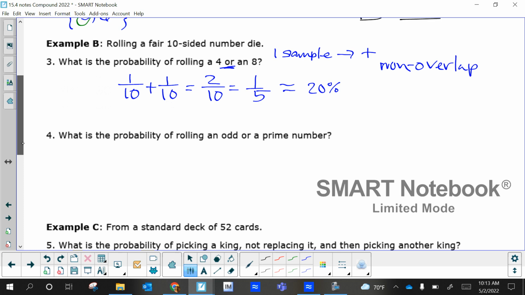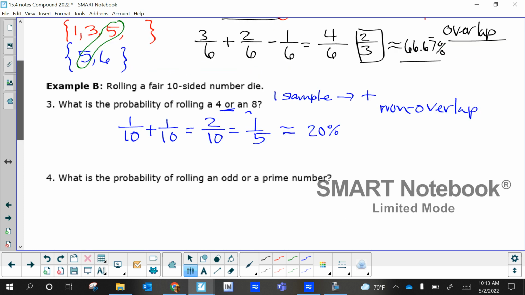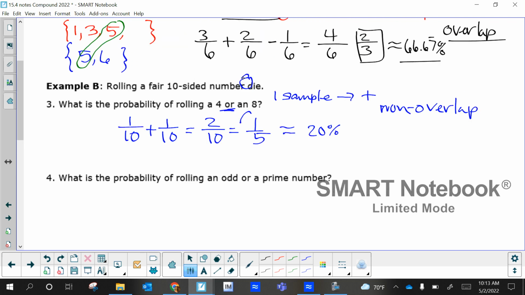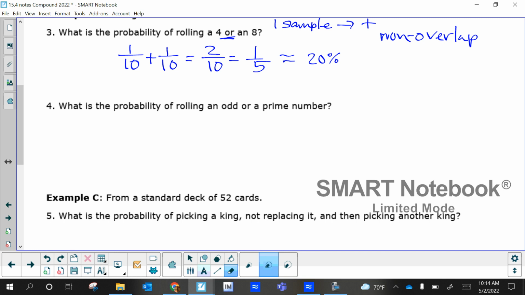Okay, let's try the next one. What's the probability of rolling an odd or a prime? Okay. So or, keyword or. So or was earlier also. So we're doing 1 sample. That means we're going to add. Okay. So what's the probability of rolling an odd or a prime number?